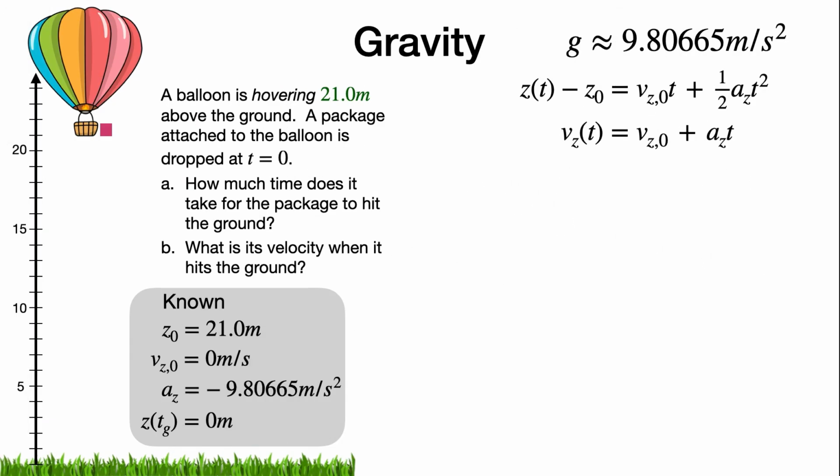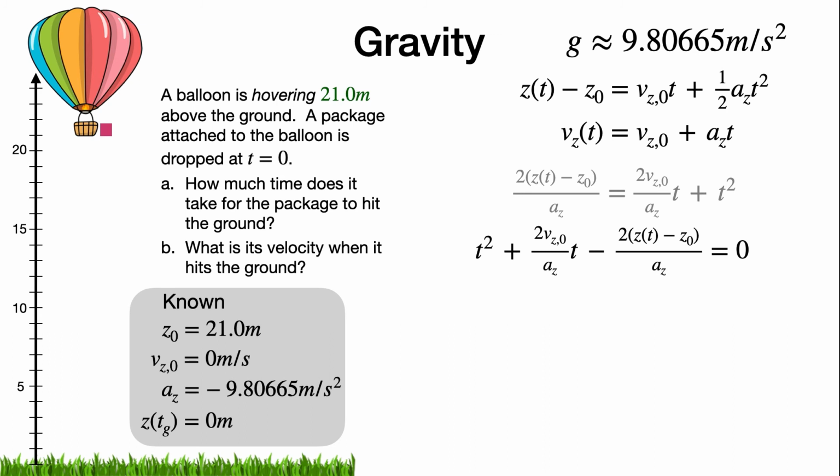All right, so part A of the problem is asking how much time does it take for the package to hit the ground? Again, we know everything in the equation for position as a function of time except for time. So let's take that equation and express it first of all by dividing by the acceleration, then rewriting it as a quadratic equation. The coefficient in front of t squared is just 1. The coefficient in front of t is 2v, the initial velocity divided by the acceleration. And the constant term is minus 2 times the displacement over a, all equals 0.